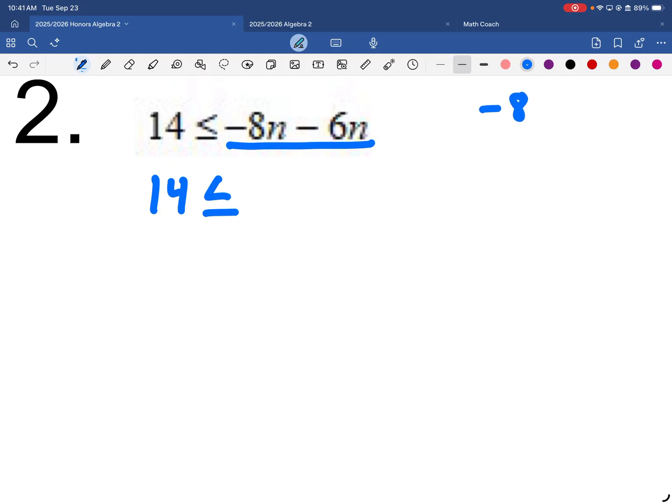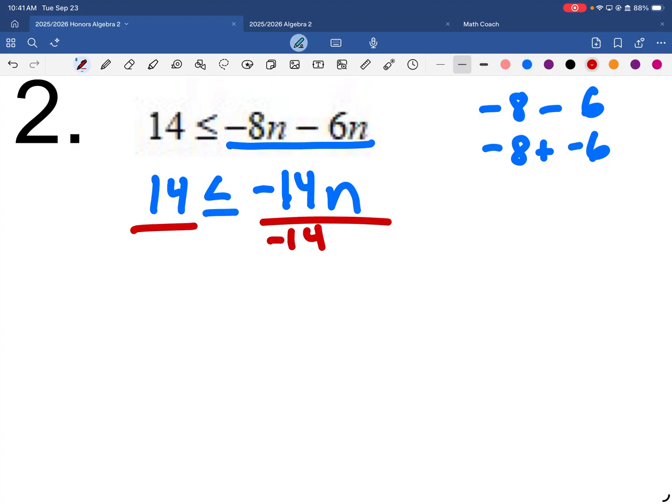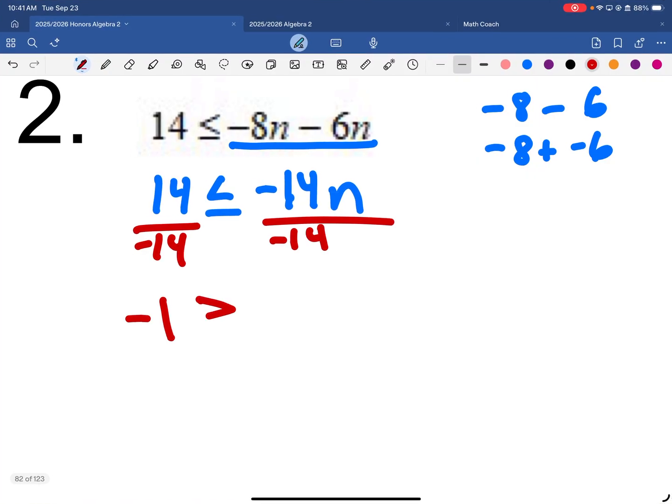Negative 8 minus 6 is the same thing as negative 8 plus negative 6. So 8 and 6 is 14. It's going to be negative. So that's negative 14n. So we've got our constants on one side, variable on the other. You have to divide by negative 14. 14 divided by negative 14 is negative 1. We divided by a negative, so that means we need to do the opposite of our sign. So negative 1 is greater than n. So there's the first part of our solution.